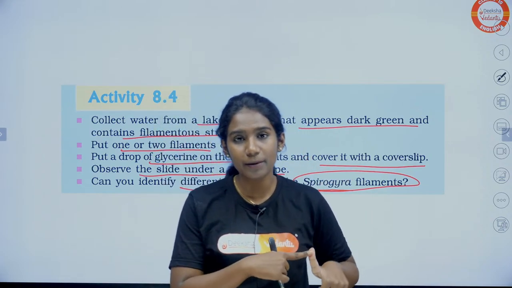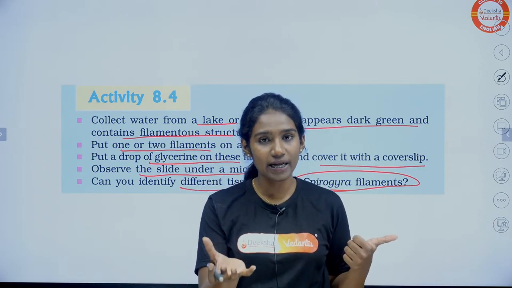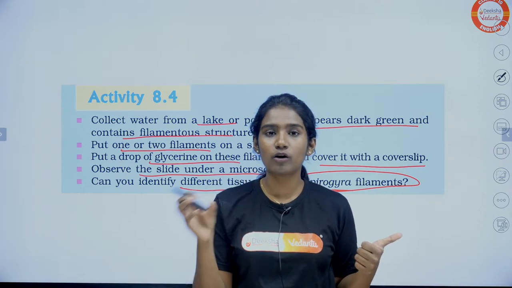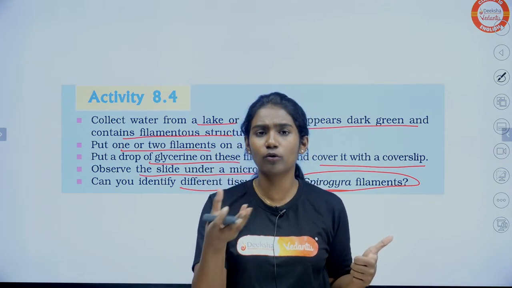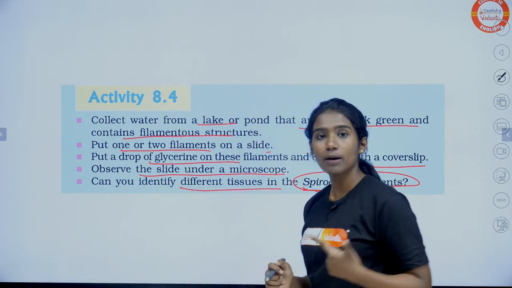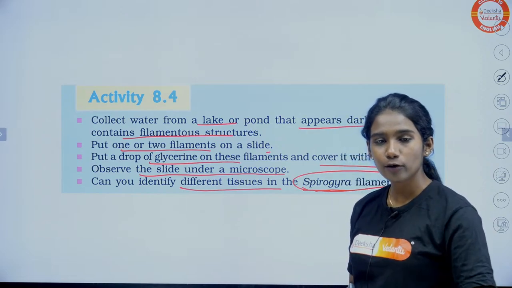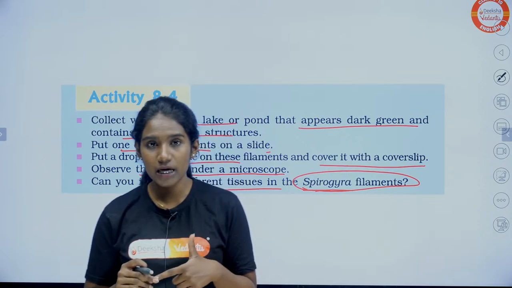Till now, in this chapter on how organisms reproduce, the first one we spoke about was yeast. How was yeast multiplying? Budding, right? For them to multiply, what is the condition that is required? They want warm temperature and they want sugar content, glucose. Okay. And second, we spoke about fungi. How was fungi multiplying? It was through spore formation, right?